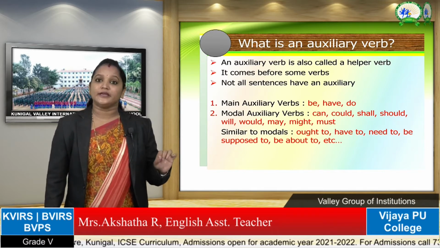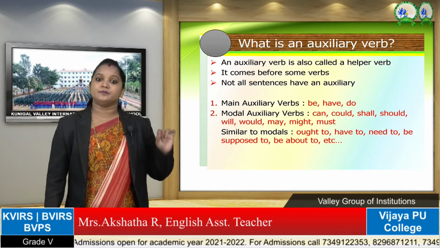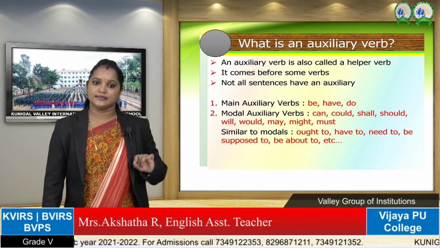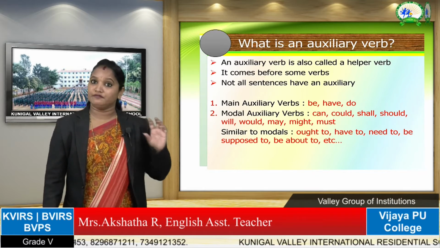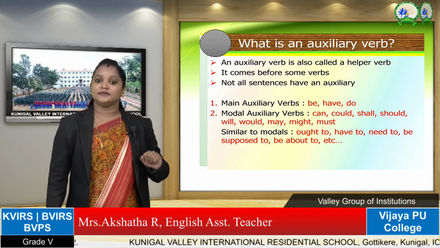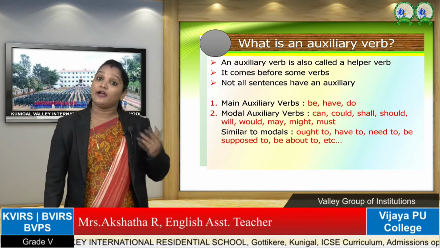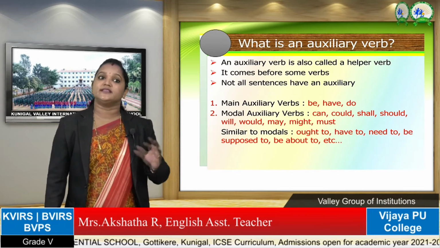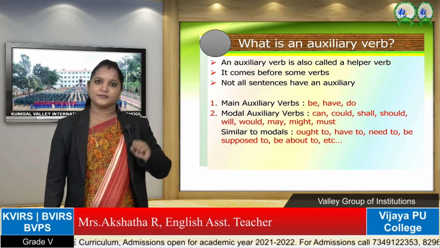An auxiliary verb is also called a helping verb. It comes before some verbs. Not all sentences have an auxiliary. Main auxiliary verbs are be, have and do. The be form of the verbs I have taught you in the previous class, that is am, was, are and were. Have form of the verb, that is has, had and have. Do form of the verb, that is do, does and did. These are main auxiliary verbs.